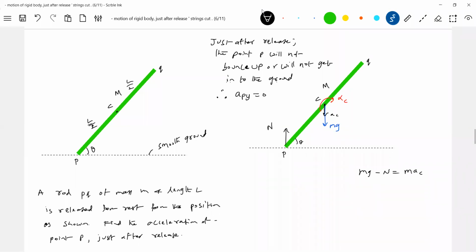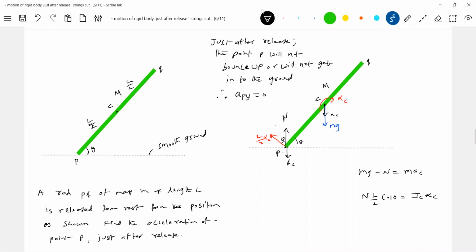Next, the torque equation about center of mass: N into L by 2 cos theta should be equal to IC into alpha. How many unknowns are there? N, AC, and alpha. I need one more equation. Acceleration of point P along y-axis must be 0. Due to this, the acceleration of center of mass will be like this. Tangential acceleration will be in this direction. This is theta, so this should be theta.